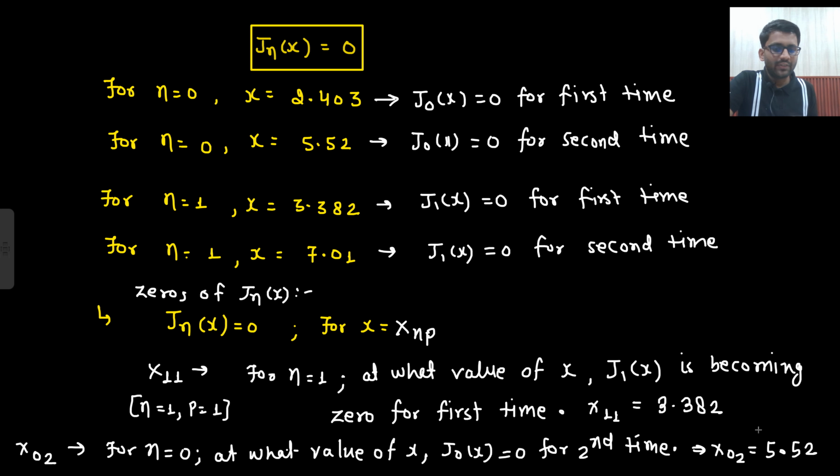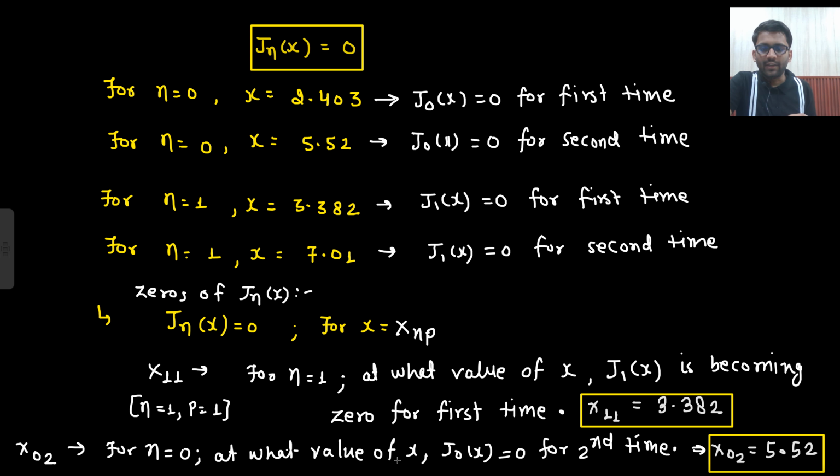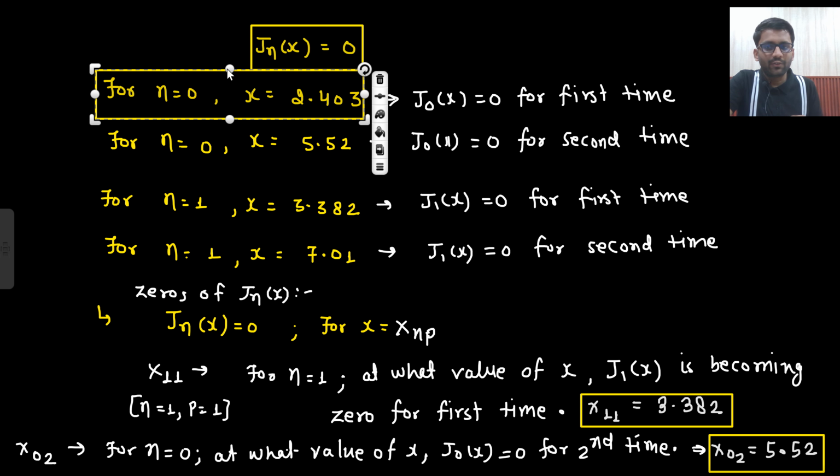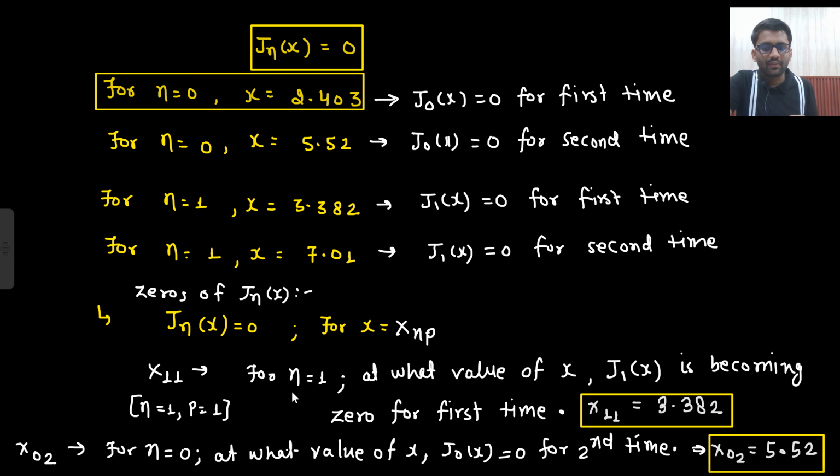No need to remember these values. These values will be given in your examination. If you need to remember any value, then you can try remembering this: for n equals to 0. What could be the minimum value of n? 0 only, because the n value goes from 0, 1, 2 in this manner.